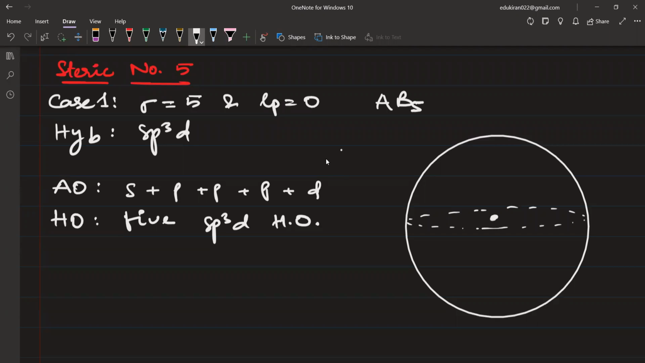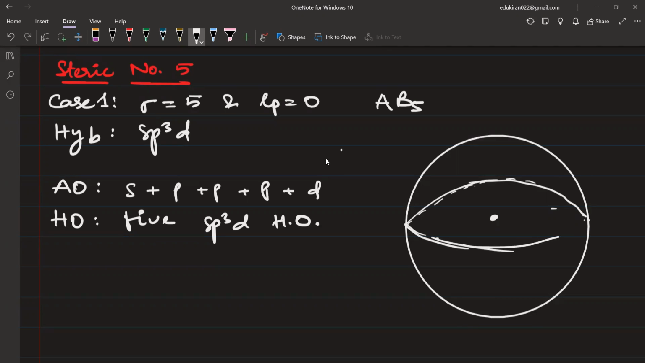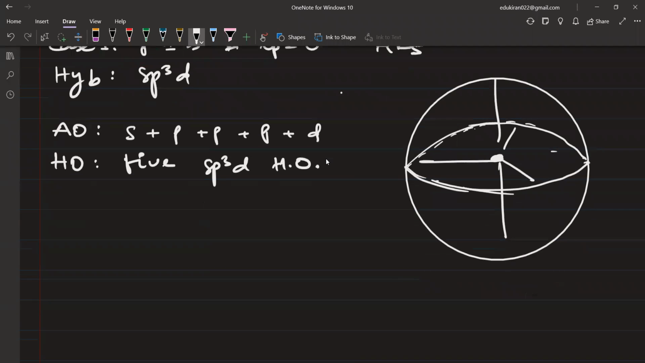If the central atom is here, now please remember that this is coming out, and this is going back into the screen, okay? So these are the two notations generally we use. Agar hum this sphere ki baat kare, theek hai, kuch is tarah ka sphere hai, and we have the central atom here. So the hybrid orbitals are going to be orienting themselves in this manner. 1, 2, 3, 4, and 5. So you will have something like this. A above and below. This is B, B, B, B, and B.